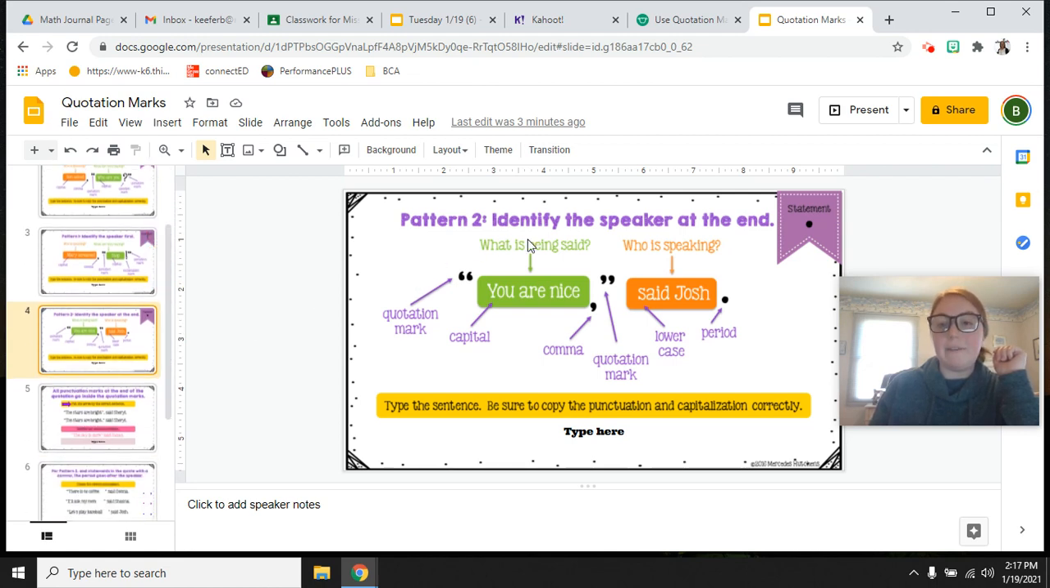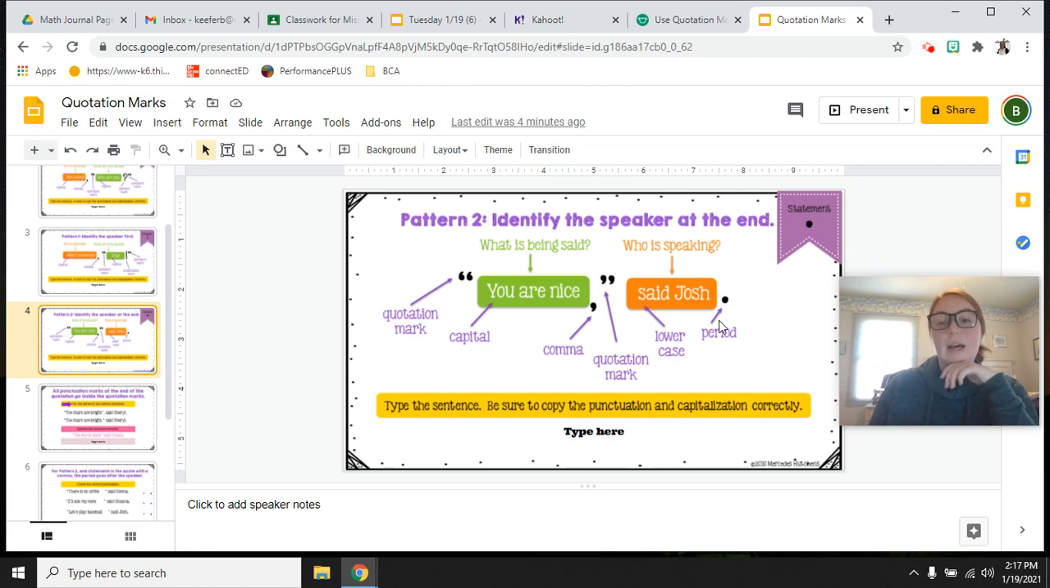This is pattern number 2, okay? So this is if you identify the speaker at the end. "You are nice," said Josh. So you have you are nice in quotation marks, and inside the quotation mark is a comma. That is because this would normally be a period, but you can't put a period here. You can only put a comma in place of a period, a question mark if they're asking a question, or an exclamation point if they're exclaiming something. Okay, and then you have the tag after the quote, and then you have that period.